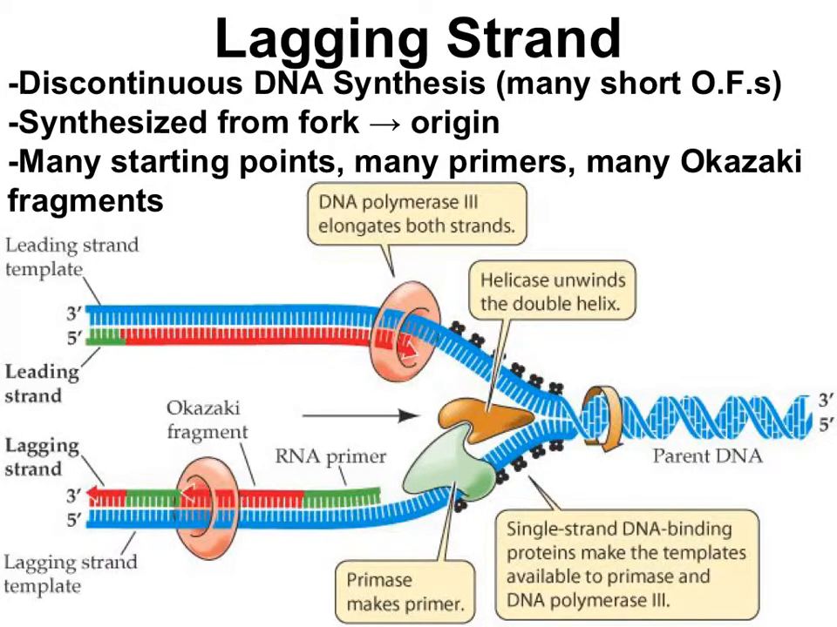This process of making DNA in small bits is called discontinuous DNA synthesis. As more of the helix is opened up, primase will make another primer, creating another starting point for DNA polymerase III, and DNA polymerase III will fill in the hole, and so on and so on. These small DNA pieces are called Okazaki fragments, named after the Japanese scientist who first described this process.